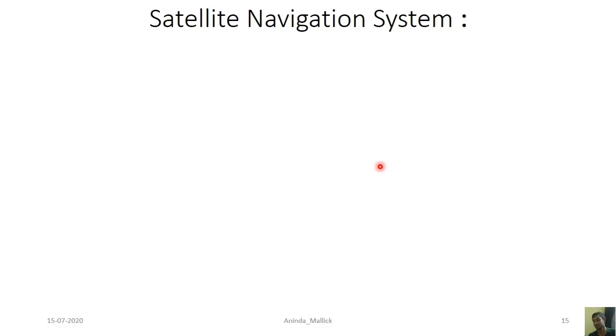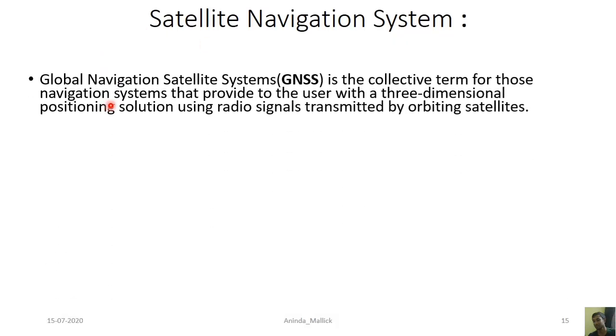And next is the satellite navigation system. The satellite navigation system, basically the GNSS, Global Navigation Satellite System, is a collective term for those navigation systems which provide us the three-dimensional positioning solution on the surface of the Earth.